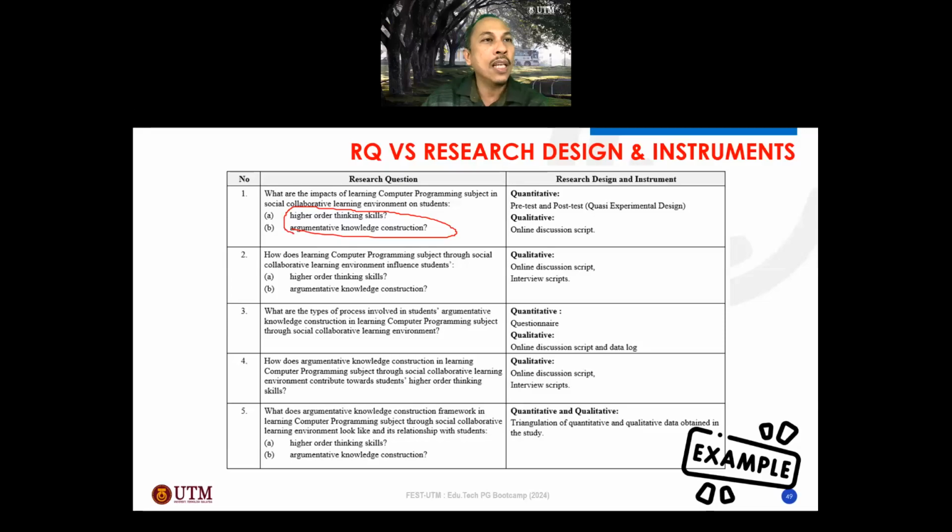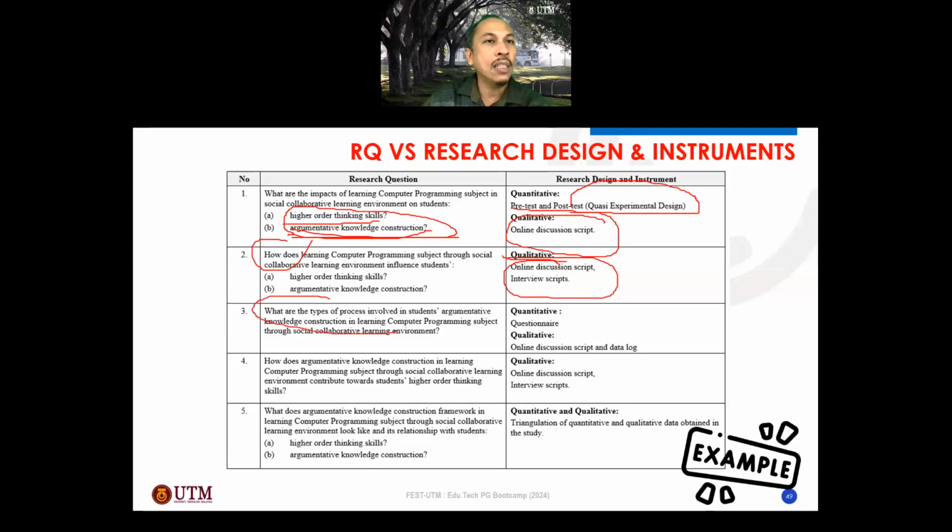Okay, as you can see here, same thing. Higher order thinking skill based on pre-test and post-test, quasi-experimental, meaning that it has a control group. The AKC part wants to know how the students argue when they absorb knowledge. When they construct knowledge, how they argue about the knowledge. So of course, it's qualitative. The 'how does' part, yes, interview and online discussion script, qualitative.